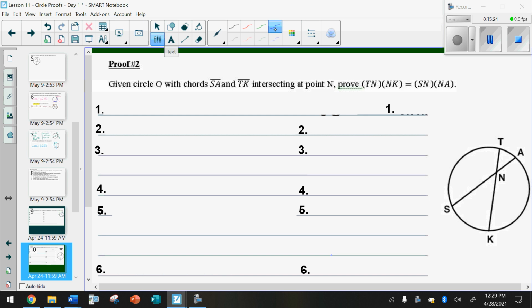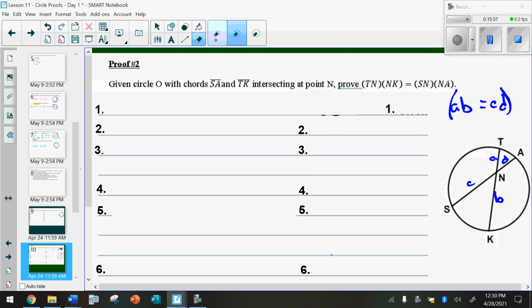We are proving the rule that you were using a few days ago, that the product of the parts of two intersecting chords are equal to each other. So if I do A times B, that would equal C times D. This is the way we wrote the rule earlier in the unit. TN and NK, SN and NA would be the same segments, either A, B, C, or D. See how TN would be an A, NK would be B. So we're going to try to prove this theorem that the product of the parts of intersecting chords are equal.